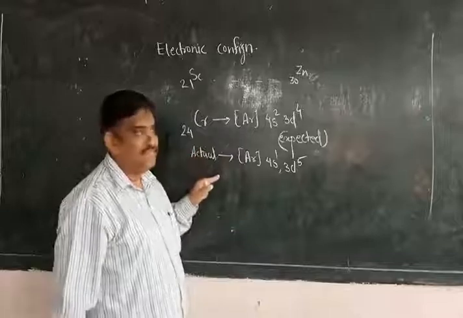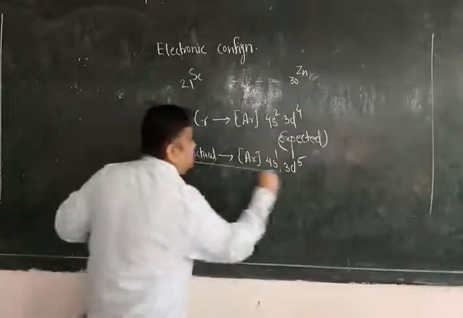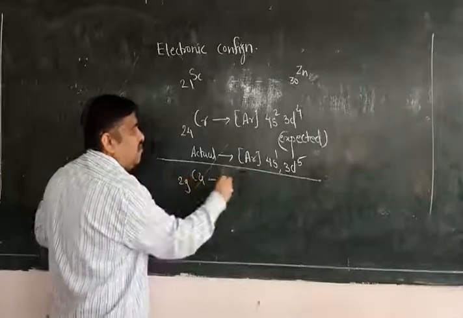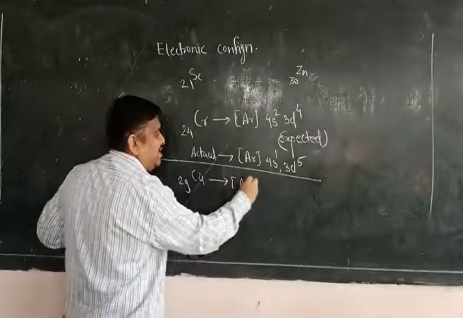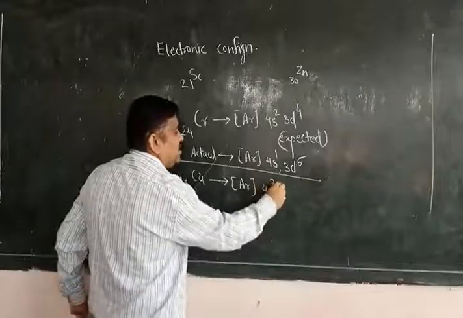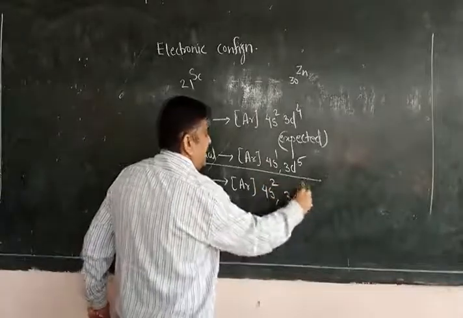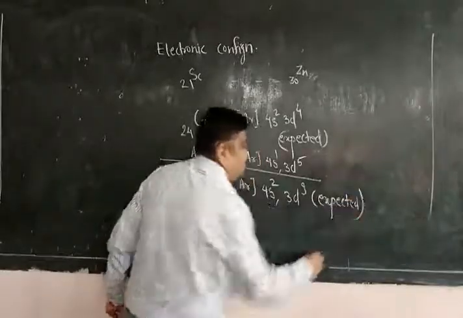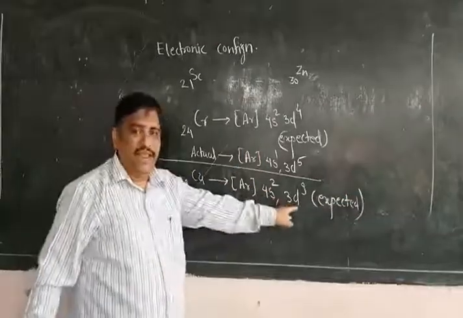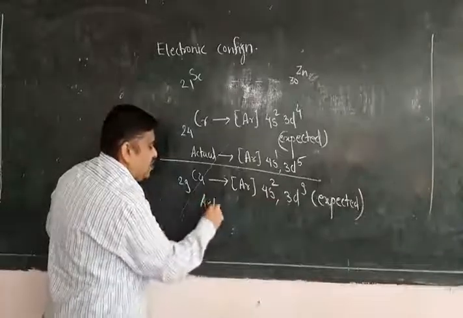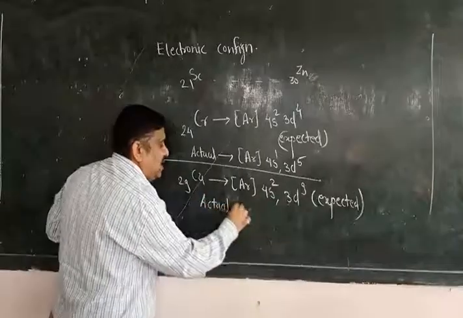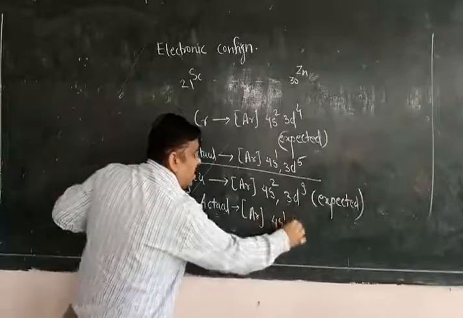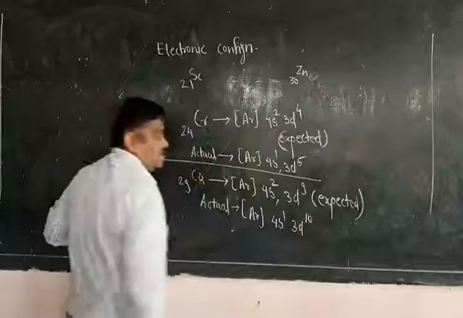You have to discuss. Similarly, for copper, 29, the expected configuration is argon 4s2 3d9. This is your expected electronic configuration, 4s2 3d9. But what is the actual electronic configuration? The actual electronic configuration is argon 4s1 3d10.